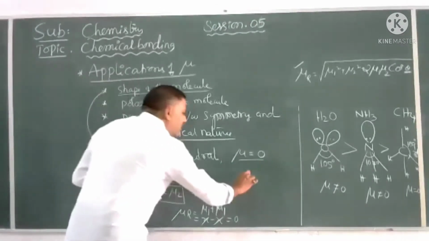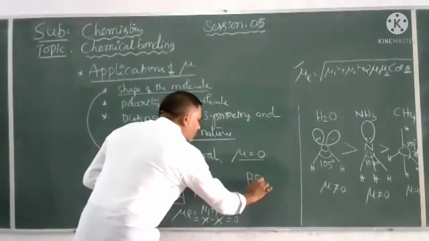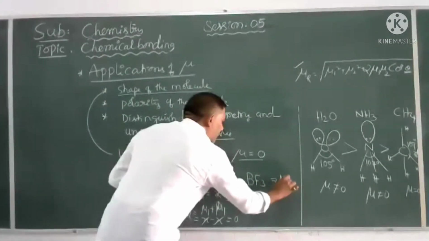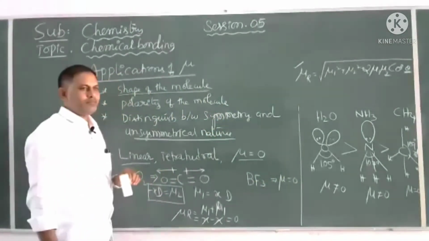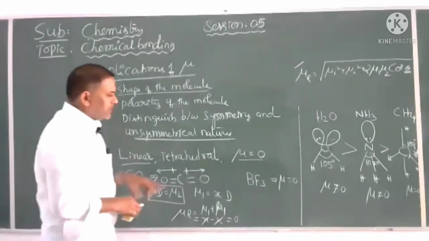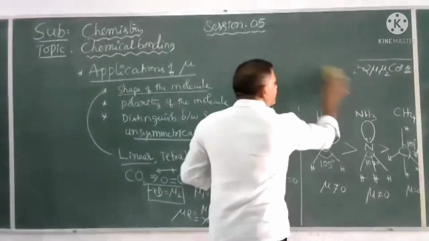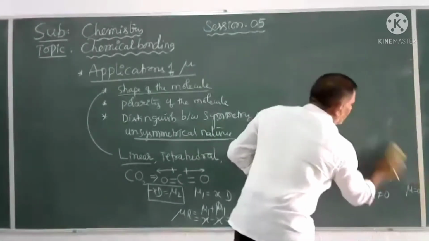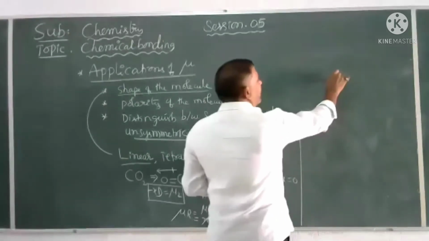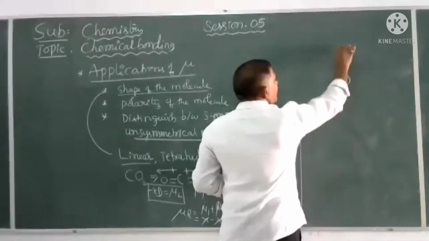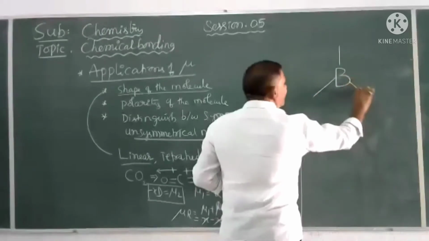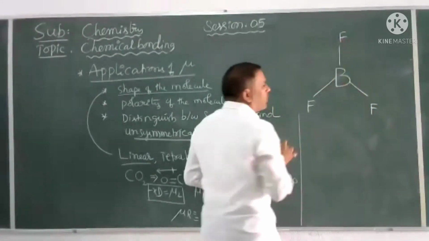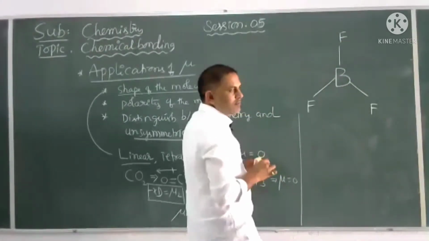For example, boron trifluoride. In this boron trifluoride, the dipole moment is equal to 0. Because in the boron trifluoride molecule, the central atom is boron. Around boron, 3 fluorine atoms are bonded. This is boron, and these are fluorine, fluorine, and fluorine. Among boron and fluorine, the more electronegative element is fluorine.